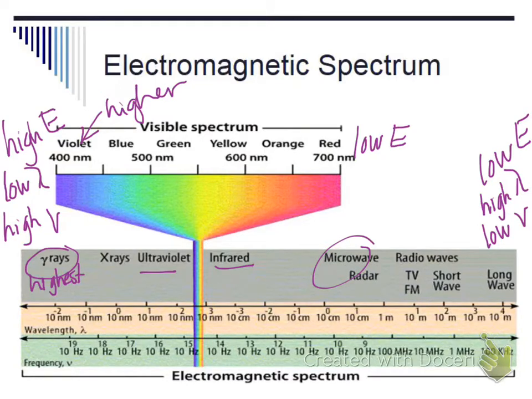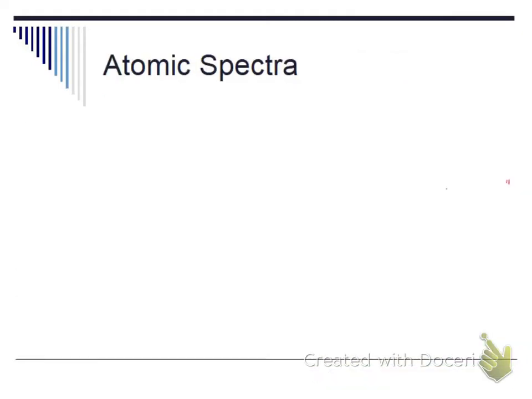So you will probably need to pull this spectrum up to do your homework when it's asking you questions about which one is higher energy, which one's lower frequency. You just got to look at this and say, okay, if I'm low energy, I'm high wavelength, and I'm low frequency. All right. And I believe that is where we're going to stop today.